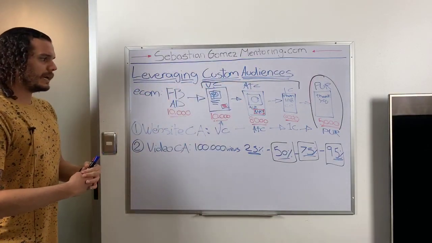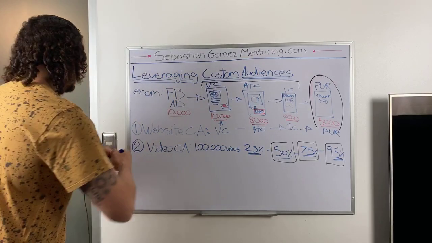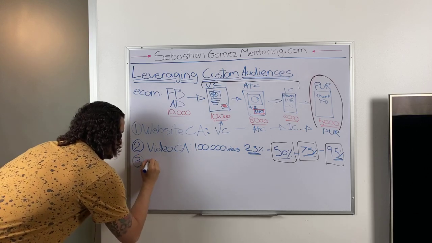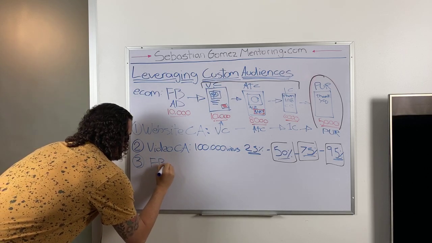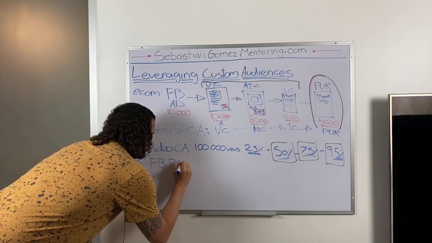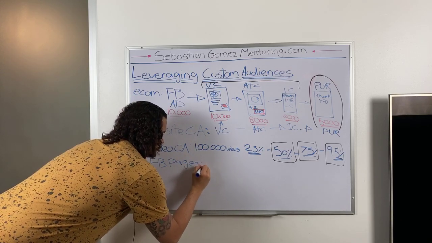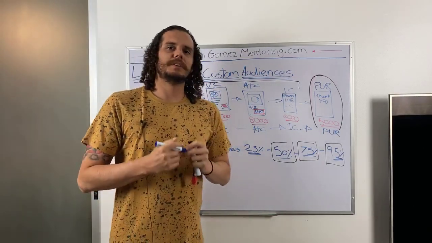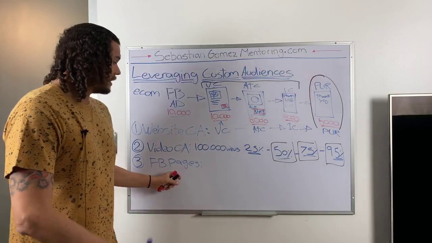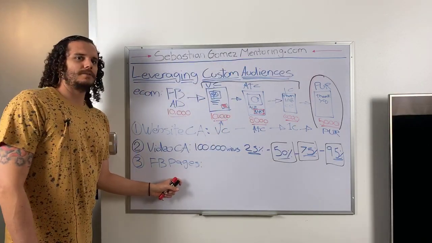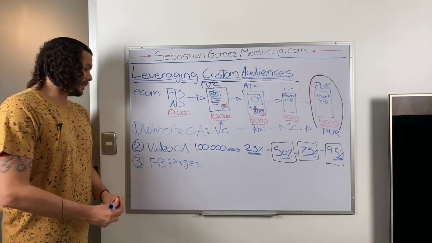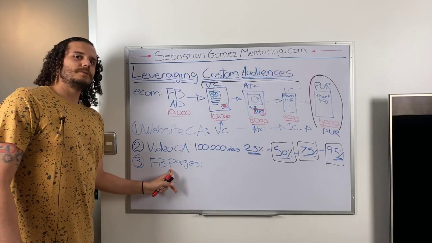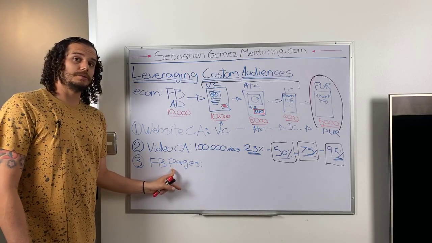So let's go to the next one. Number 3, this will be Facebook pages. Okay, so on Facebook pages, you can create different specific types of audiences. And at the end of the day, how are you running your Facebook ads? You're either running it through a Facebook page or through an Instagram page that we're going to talk about next. But generally, people use the Facebook page to run their ads.